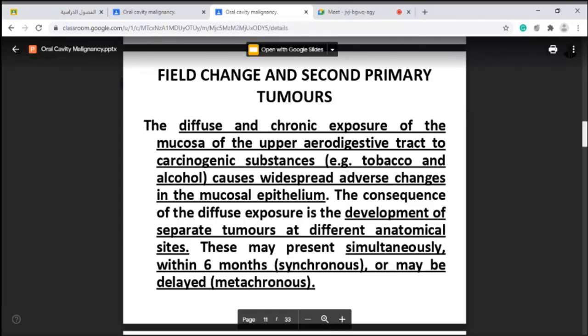That's to say, if the patient has a tumor in the right side of the tongue, and we do a resection of this tumor and reconstruction of the tongue, and after more than 6 months he develops another primary in the left side, we call it metachronous tumor. Is it clear? Or shall I repeat it? Very clear, actually. Okay.